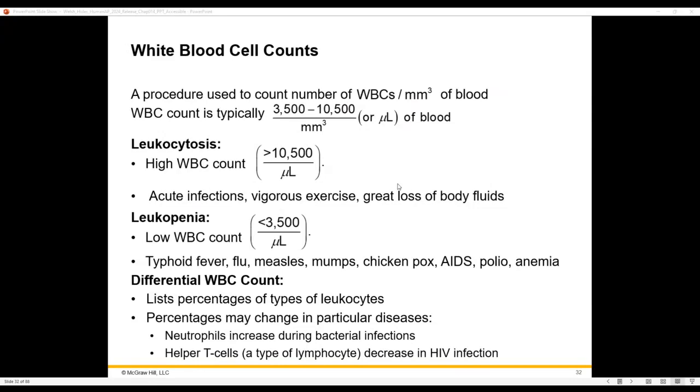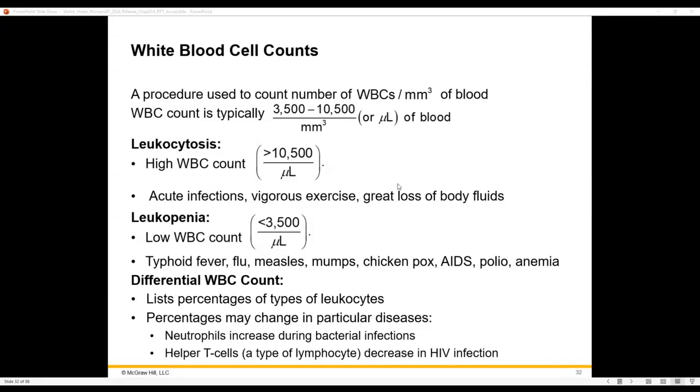It could mean that there's an acute infection, or the person just did vigorous exercise and a great loss of body fluids has occurred. Leukopenia is when you're less than a 3,500 count, and this is low. Typhoid fever, flu, measles, mumps, chickenpox, AIDS, polio, and anemia can cause this.